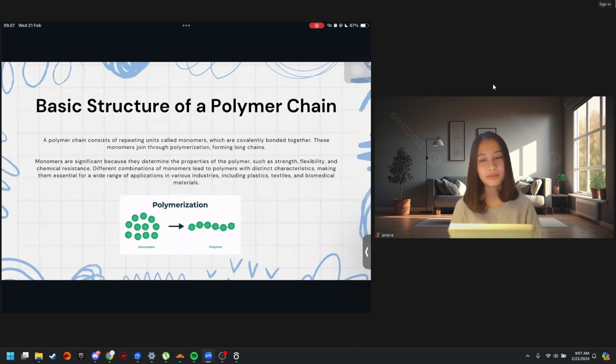Next one is the basic structure of a polymer chain. A polymer chain consists of repeating units called monomers, which are covalently bonded together. These monomers join through polymerization, forming long chains. Monomers are significant because they determine the properties of the polymer, such as strength, flexibility, and chemical resistance. Different combinations of monomers lead to polymers with distinct characteristics, making them essential for a wide range of applications in various industries, including plastics, textile, and biomedical materials. You can see the polymerization of monomers into a polymer chain.